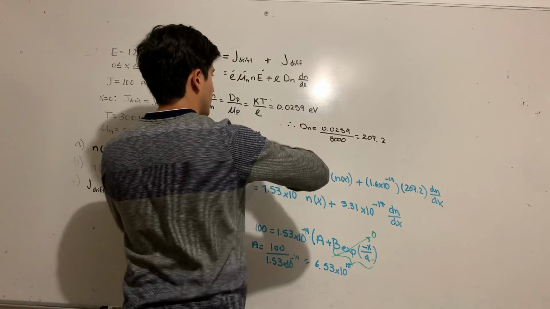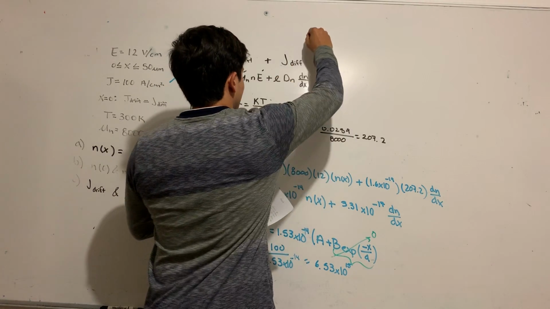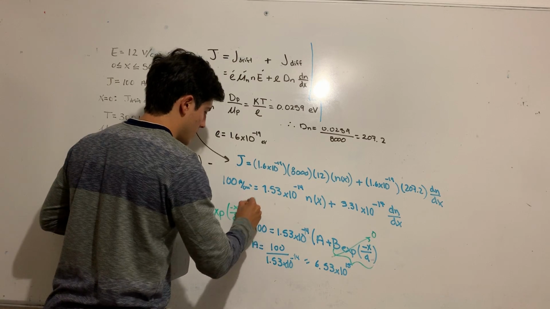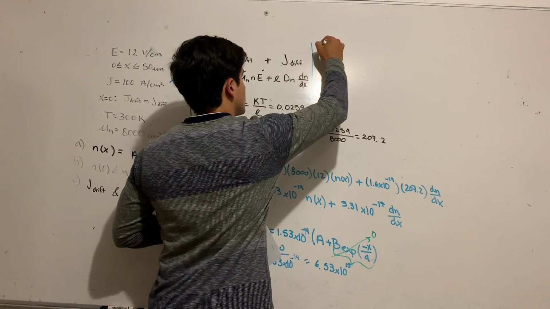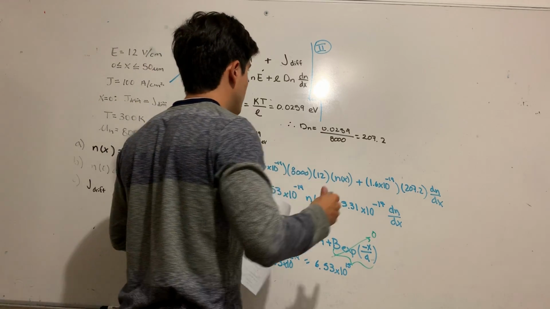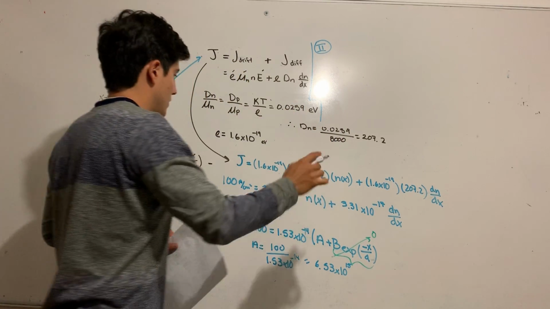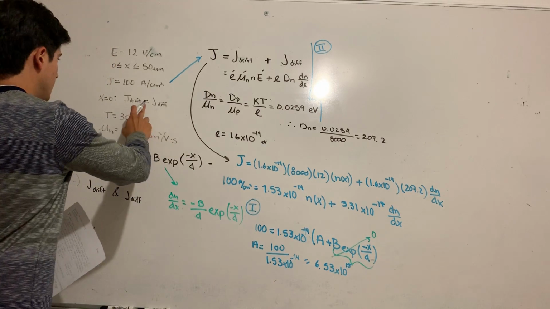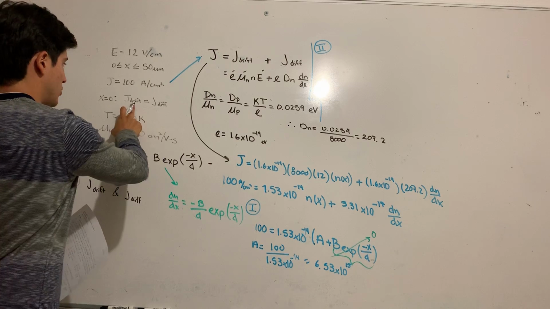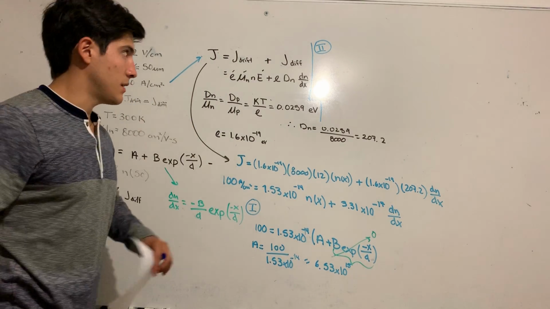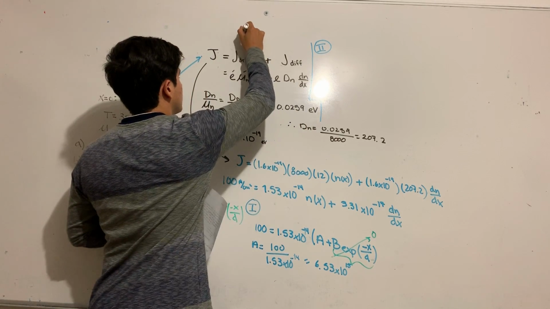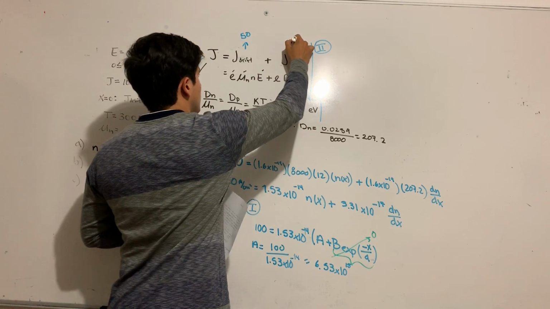To get b and d, we're gonna go over here. So this is the first step. Oh, this is the second step. To get b, we're gonna say, the problem said that when x is equal to 0, J drift and J diff are the same. So we can say that this is 50 and this is 50.